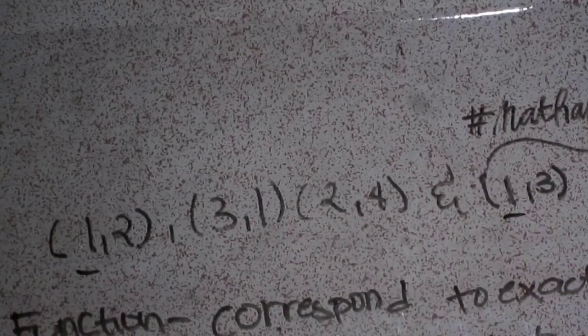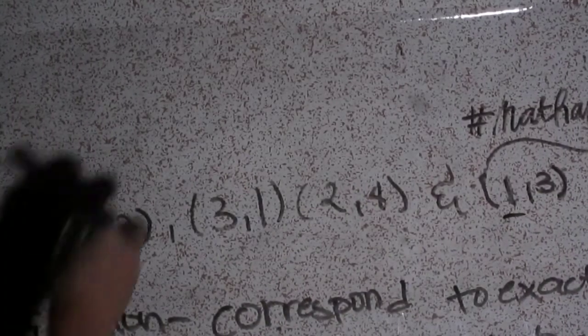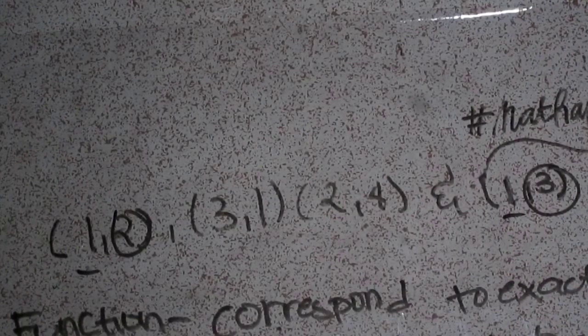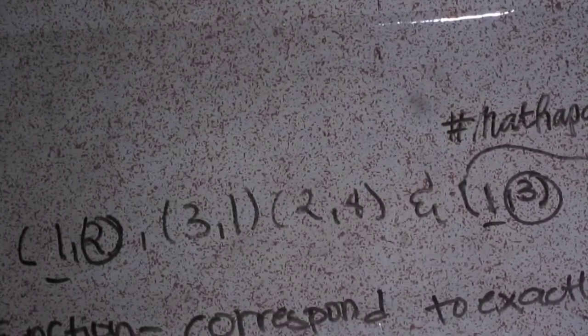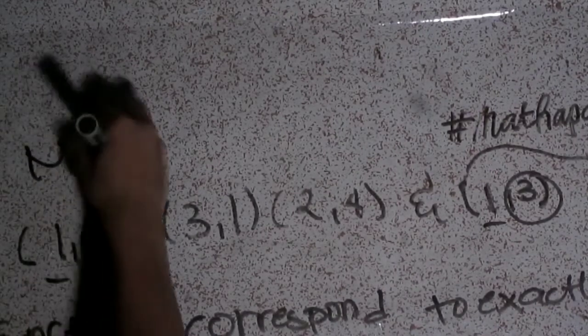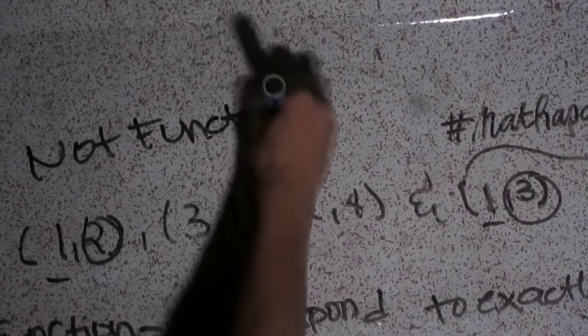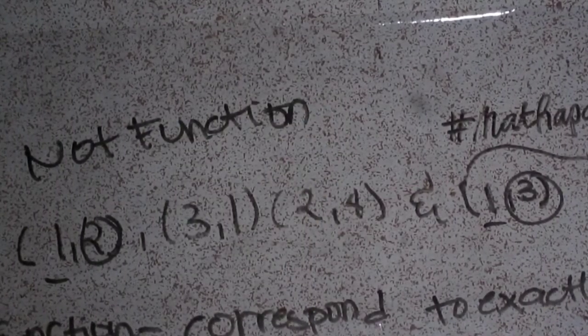Let's go back to our example up here. We have 2 points that have the same x coordinates but different y coordinates. So that means that the domain does not correspond to exactly one element in the range. It means that 1 corresponds to 2 and 1 corresponds to 3, so it is not a function. It's just a relation.